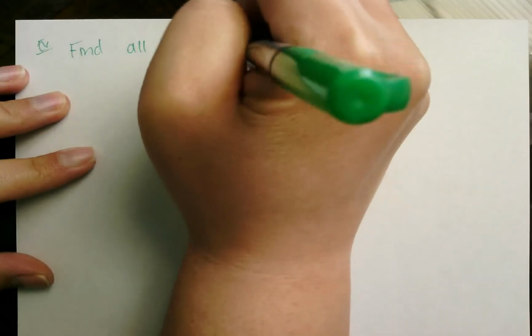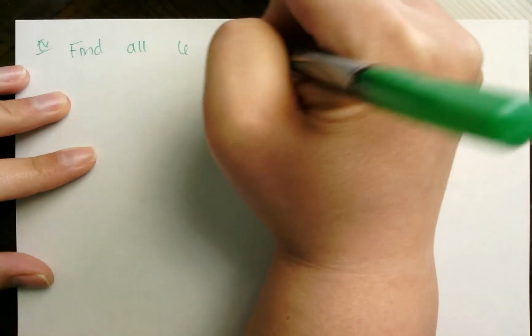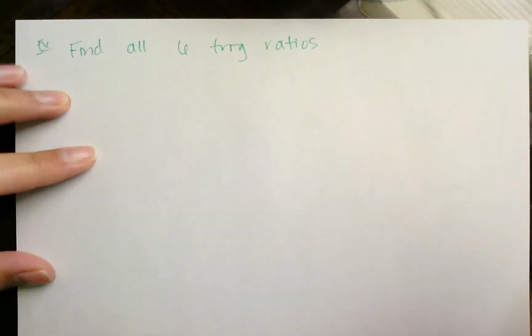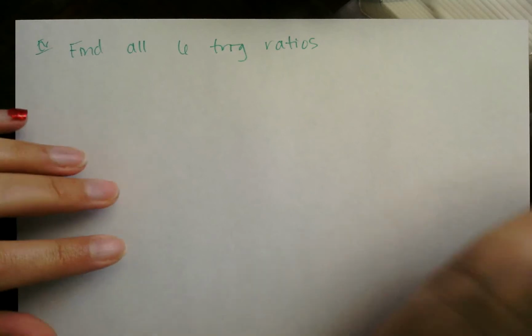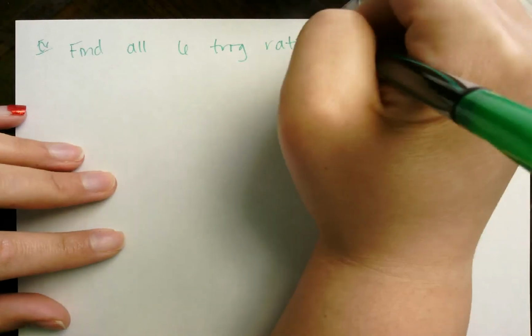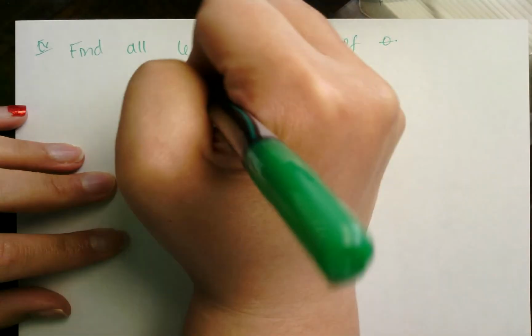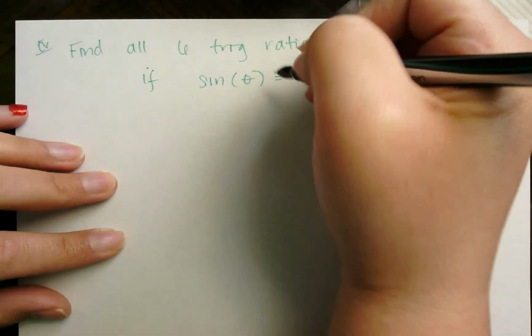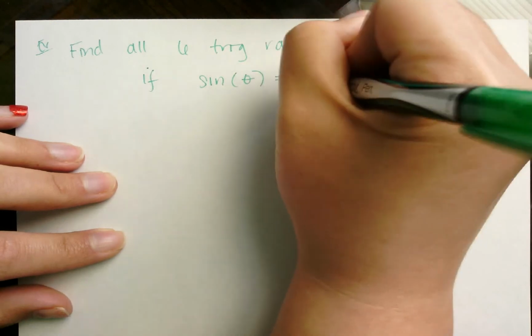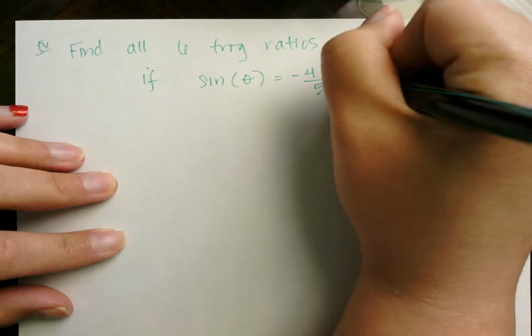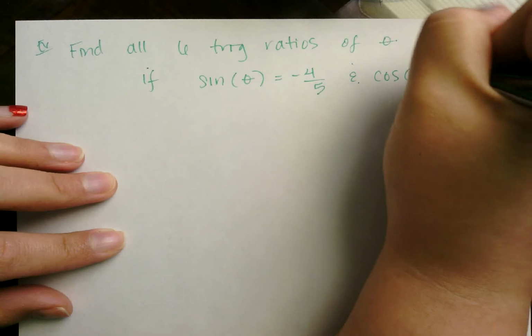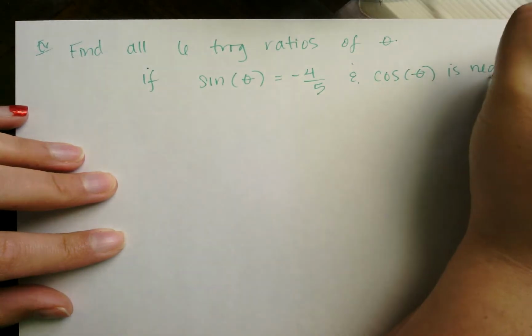Fine, here's an example. Find all 6 trig ratios. Ratio means fraction, so all the trig functions, all the ratios of theta, if sine of theta equals negative 4/5 and cosine of theta is negative.